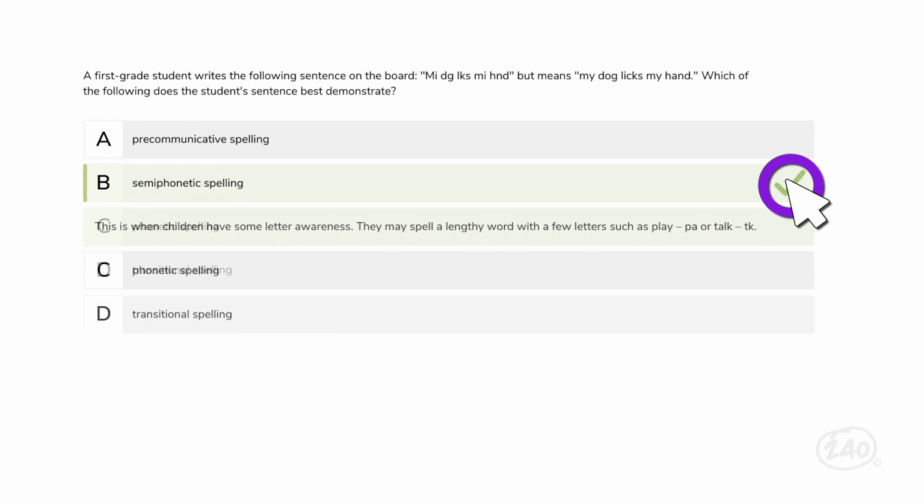This is the right choice. This stage is when children have some letter awareness. They may spell a lengthy word with a few letters such as play, PA, or talk.